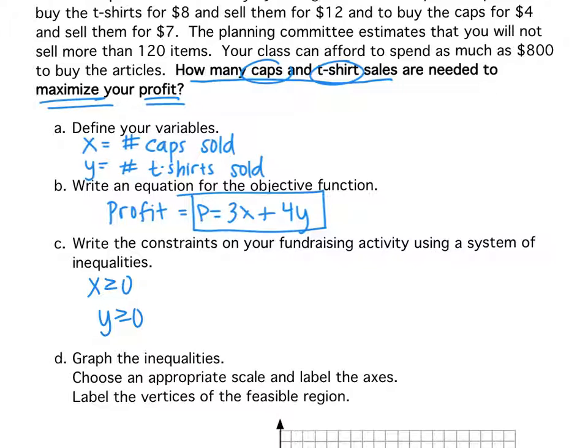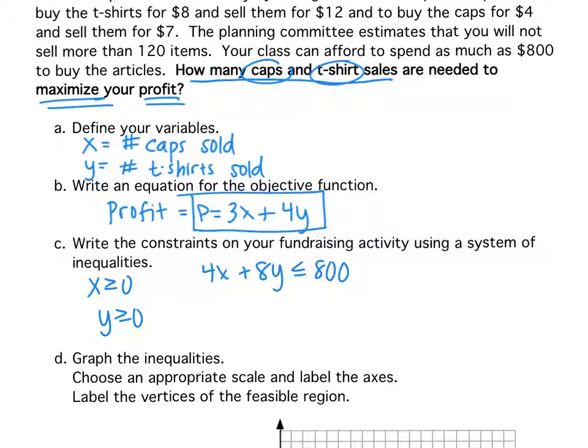Okay, what is one thing that is limiting us from just selling as many items as we want? You can only sell $800. We can only spend $800. Okay, how much do those caps cost us every time we buy a cap? $7. $4. So our caps cost us $4. Those t-shirts cost us $8. We cannot spend more than $800. So what is our inequality going to be? Less than or equal to.